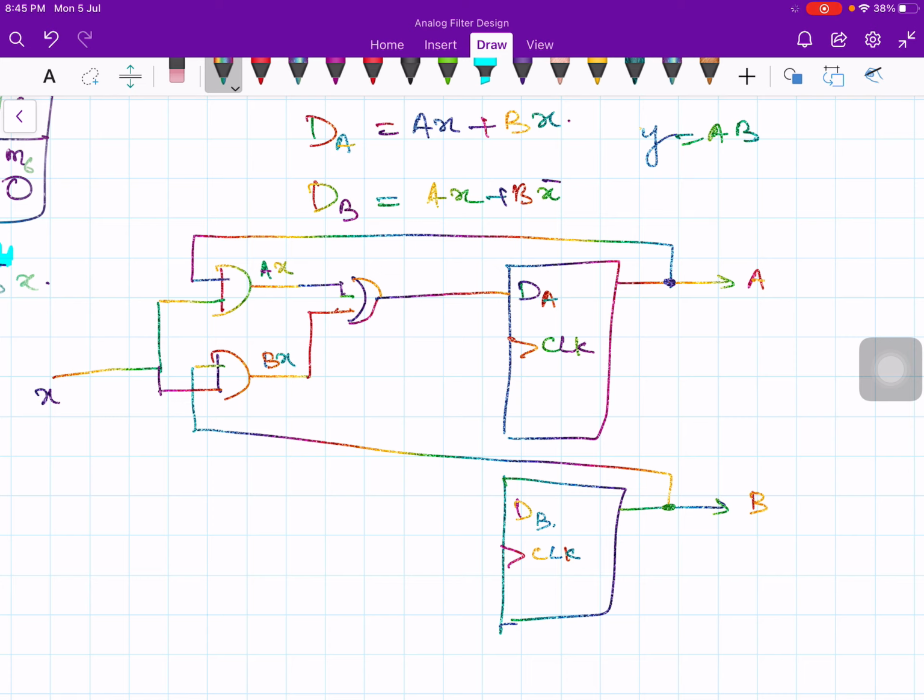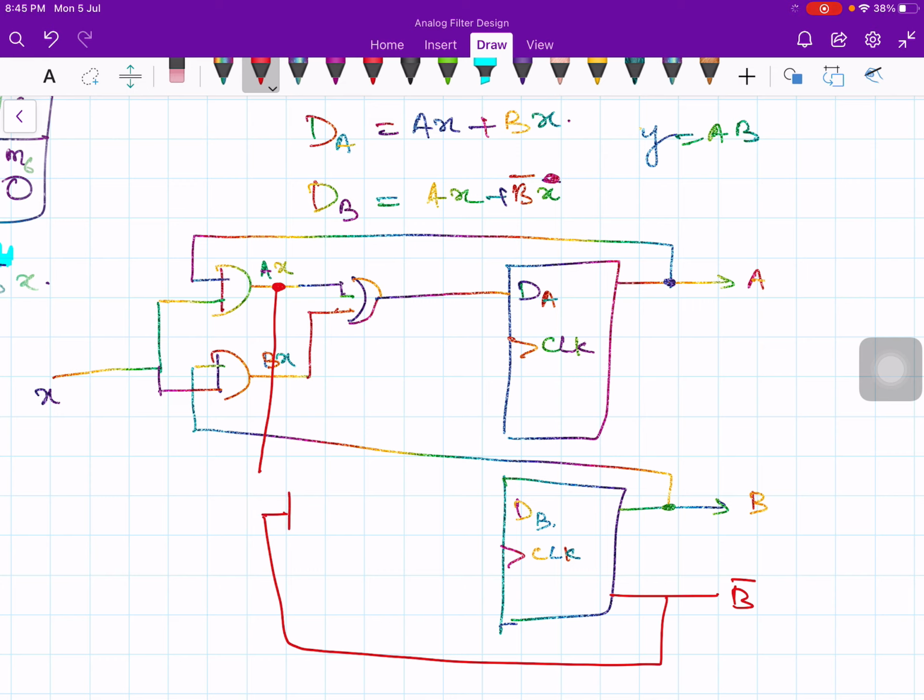That is over. What about DB? DB is AX and B X bar or B bar X? I think I made a mistake. This is not BX bar, it is B bar X. Okay, so AX I already have. So take this AX here, bring it down, and then I need a B bar X. So this point is B bar. You take B bar here, and give it to an AND gate, and this is X. This is B bar X, and put an OR gate. That's it.